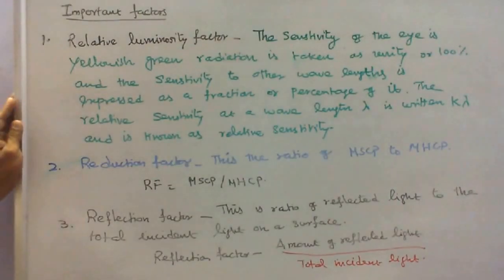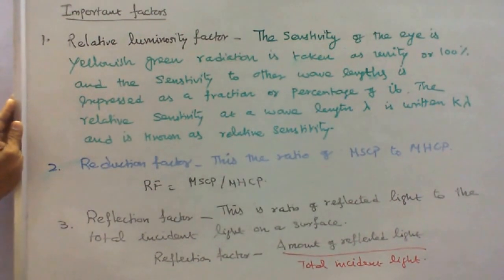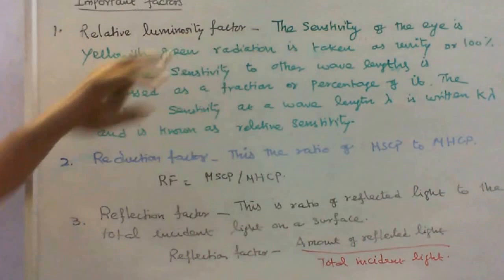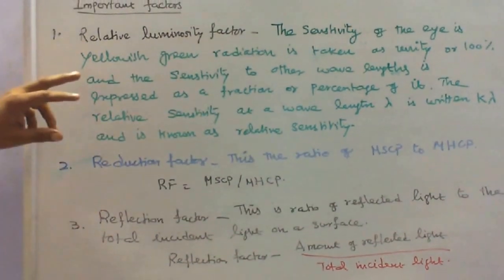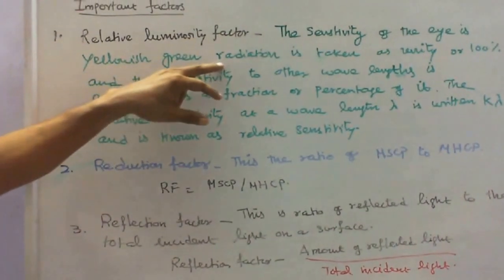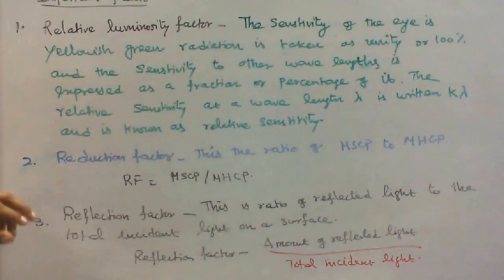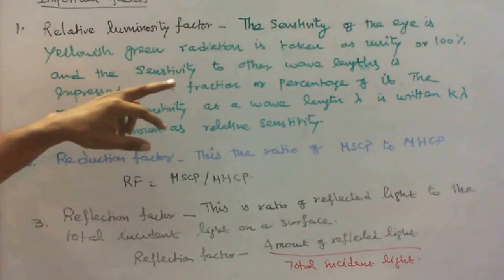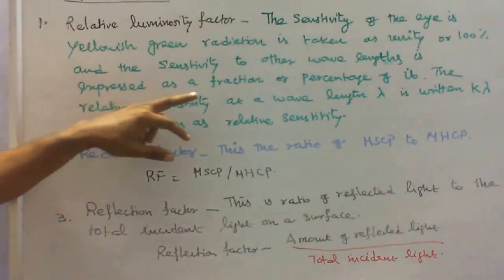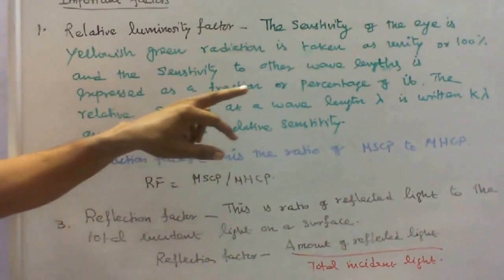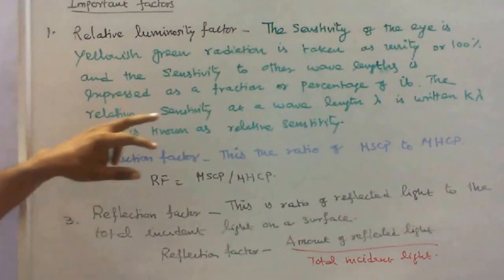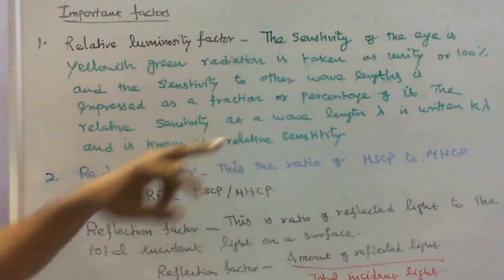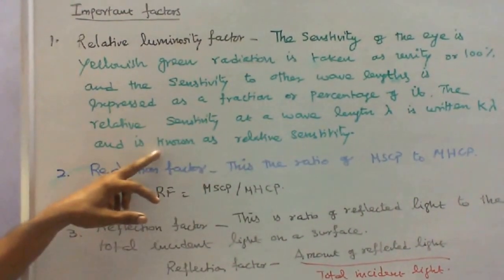Now we will see some important factors in illumination engineering. First is relative luminosity factor. The sensitivity of the eye to yellowish green radiation is taken as unity or 100%, and the sensitivity to the other wavelengths is expressed as a fraction or percentage of it. The relative sensitivity at a wavelength lambda is written K lambda and is known as relative sensitivity.